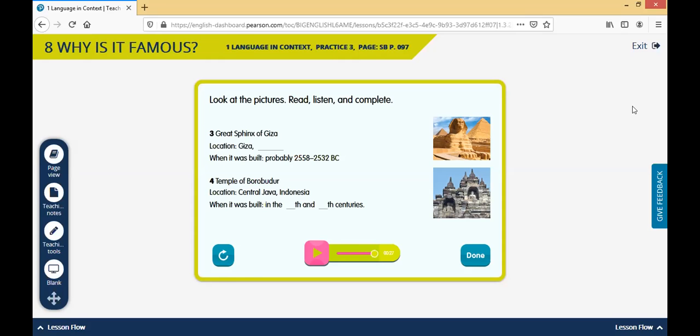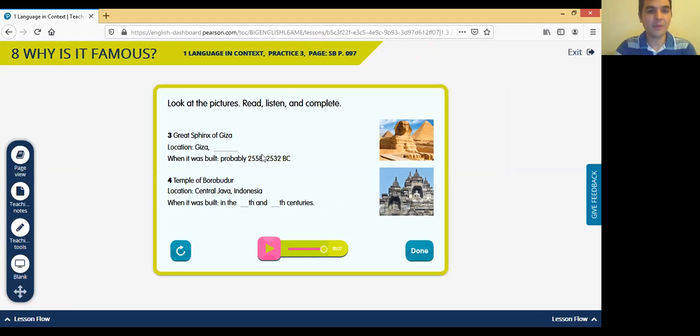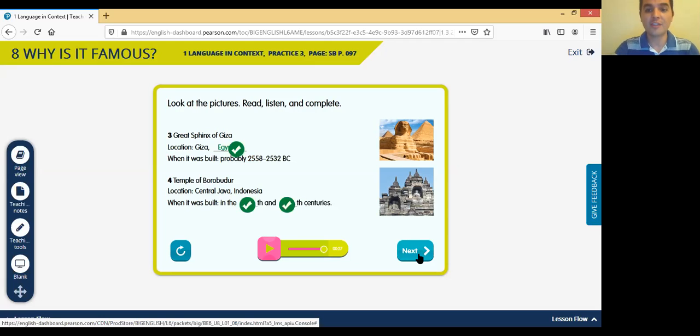All right, so let's see. For the location of the Great Sphinx of Giza, well, that's in Giza, Egypt, Northern Africa. Then we have here the centuries in which the Temple of Borobudur was built. I believe they said 8th and 9th centuries. It was built in the 8th and 9th centuries. We have more information about these great structures.